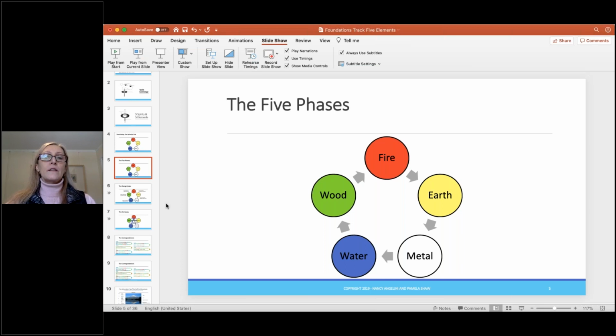So the 5 phases. Each of the 5 phases or 5 elements corresponds to a natural element. So there's fire, earth, metal, water, and wood. And each of those phases contains ideas that correspond to natural elements and then correspond to the balancing act that our body goes through, our organs and our tissues and our fluids. All of that has a relationship to this, right? We call those correspondences, and we're going to work with those, right?